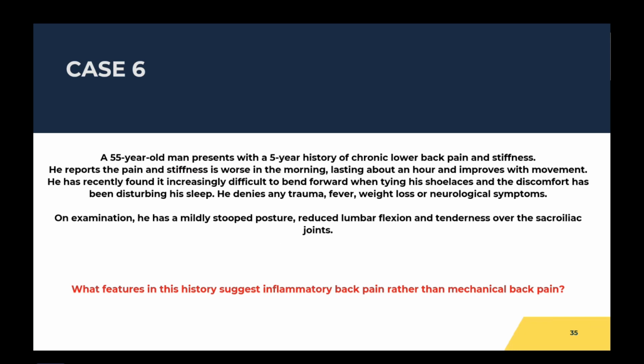A 55-year-old man presents with a 5-year history of chronic lower back pain and stiffness. He reports the pain and stiffness is worse in the morning, lasting about an hour, and improves with movement. He has recently found it increasingly difficult to bend forward when trying to tie his shoelace, and the discomfort has been disturbing his sleep. He denies any trauma, fever, weight loss, or neurological symptoms. On examination, he has a mildly stooped posture, reduced lumbar flexion, and tenderness over the sacroiliac joints.